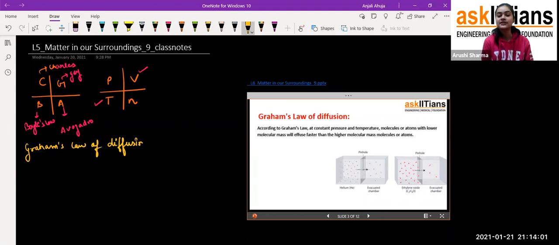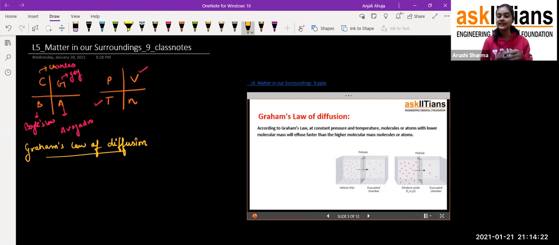So diffusion is the process, student, in which gases diffuse with each other, or smells diffuse with each other, and we get another type of atmosphere from that. So that is Graham's law of diffusion. Now student, if I ask you who gave this law of diffusion, exactly, Graham has given this law, and that is why it is named Graham's law of diffusion.